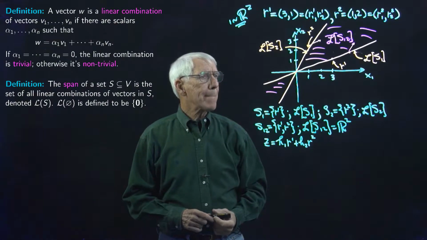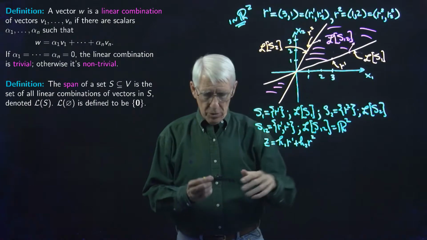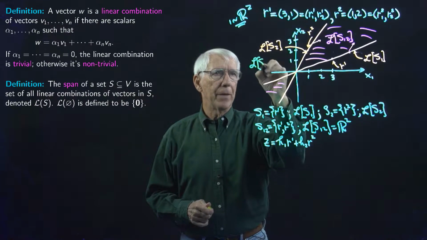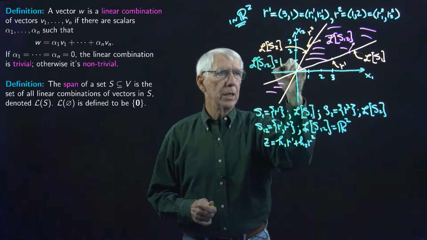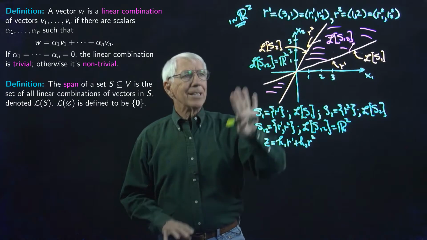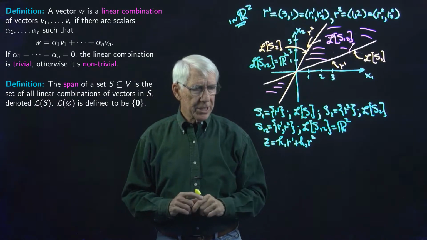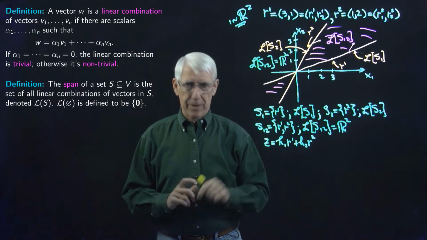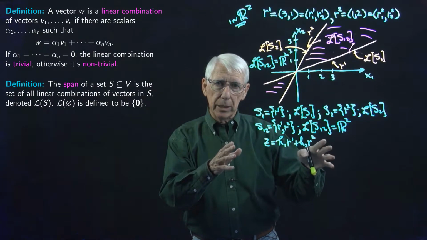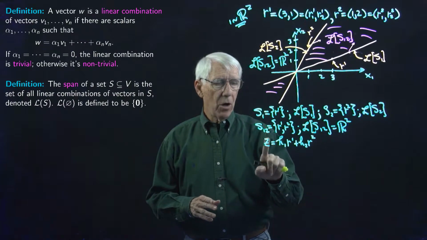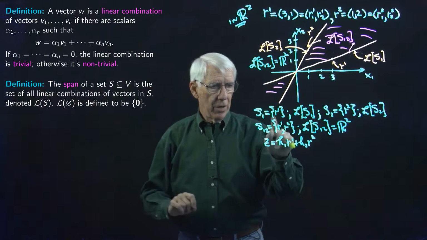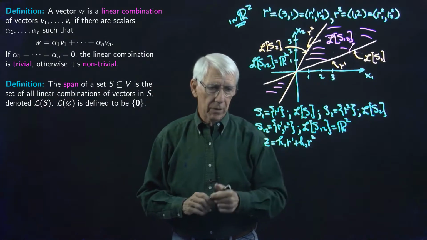So L of S12 isn't just this cone-shaped region. L of S12 is R2. Intuitively that seems right, but let's see if we can verify that. Let's check out how we would show analytically that indeed the set of all z's that I could obtain, the set of all linear combinations of these two vectors, is indeed all of R2.